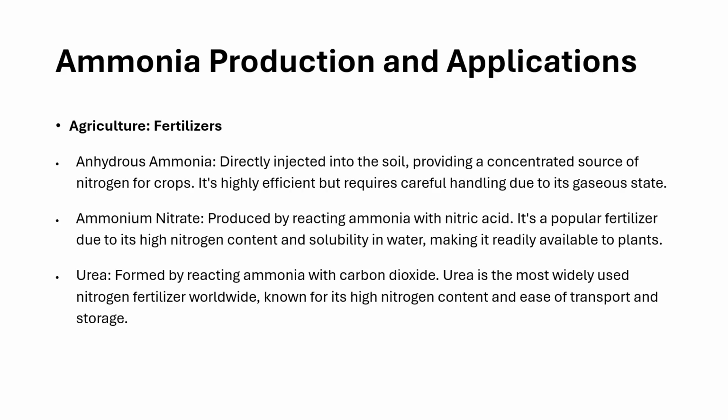Ammonia is used in agriculture for fertilizers. Anhydrous ammonia is directly injected into the soil, providing a concentrated source of nitrogen for crops. It's highly efficient but requires careful handling due to its gaseous state.